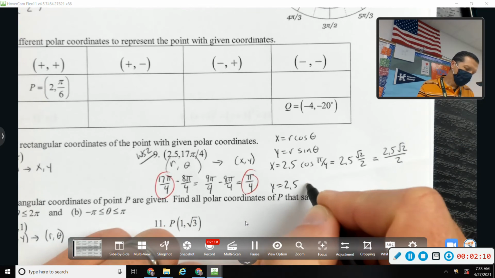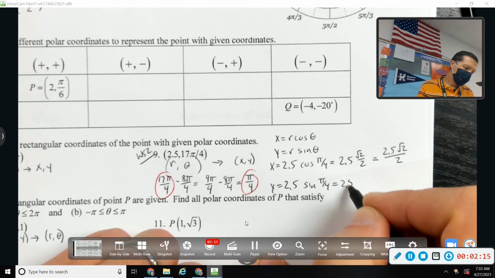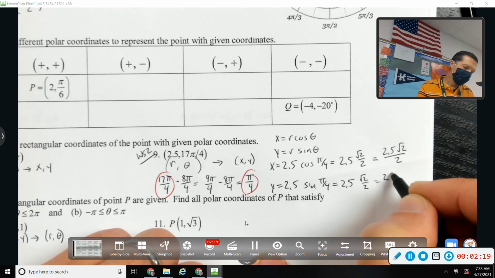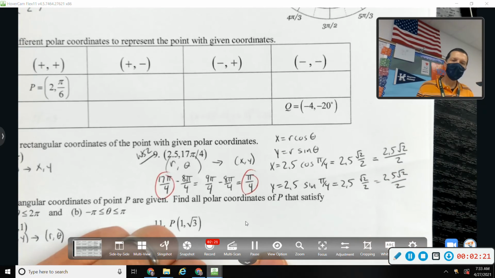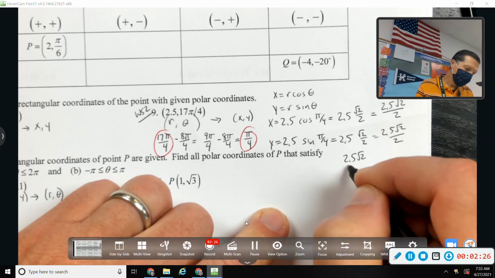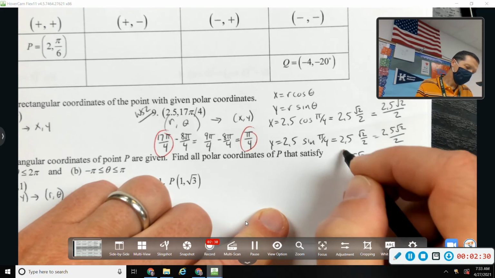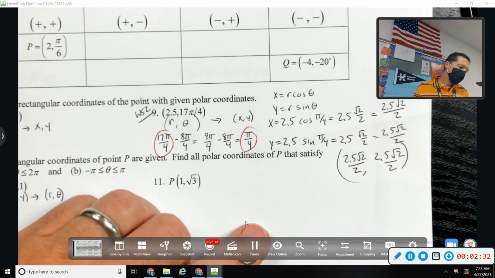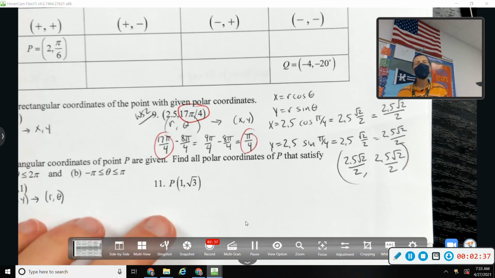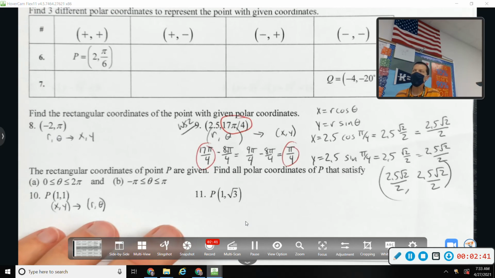Y equals 2.5 sine pi over 4, which is also 2.5 root 2 over 2. And I guess we should write it as an xy coordinate. So 2.5 root 2 over 2, comma, 2.5 root 2 over 2. So number 9 is a good one because it had that angle in there that was bigger than we like. So we had to adjust and get an angle that was between 0 and 2 pi.